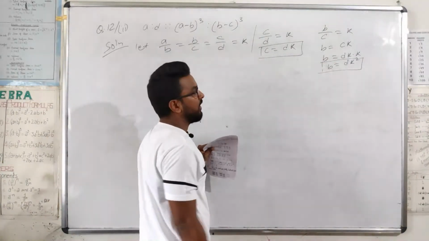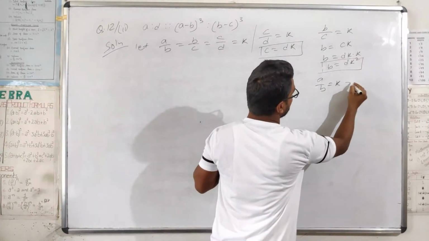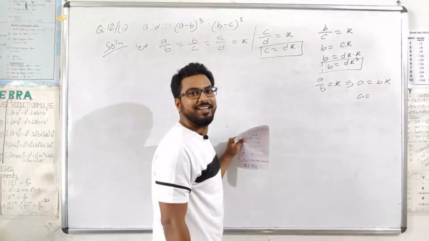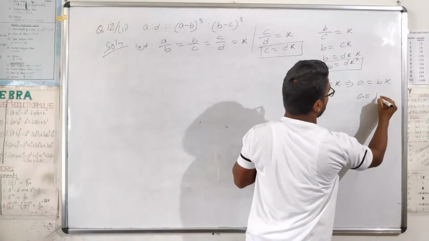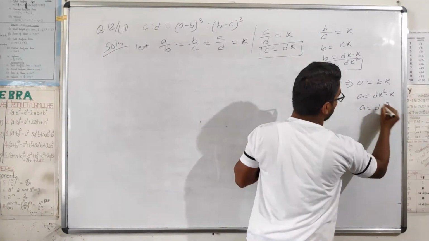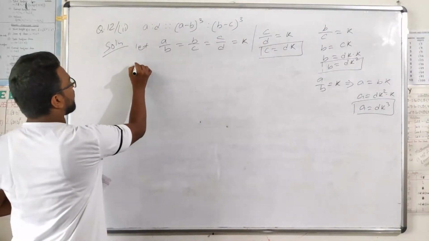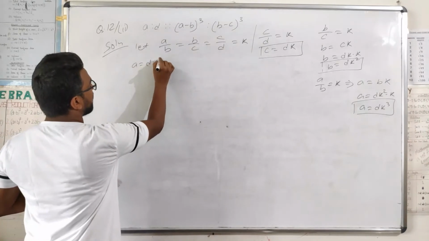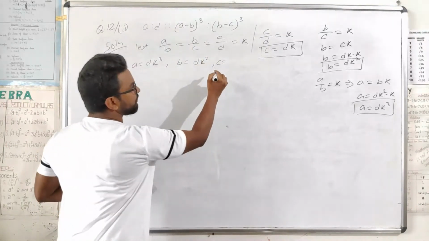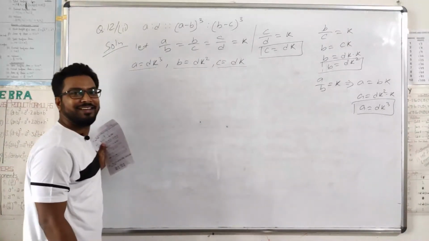Now we have to find the value of a. So a by b equals k, so the value of a will become bk. Now what is the value of b? That is dk square. So instead of b we will write dk square into k, so the value of a will become dk cube. So these are the three values of a, b and c. So you got a equals dk cube, b equals dk square and c equals dk. Okay, these are the three values of a, b and c.